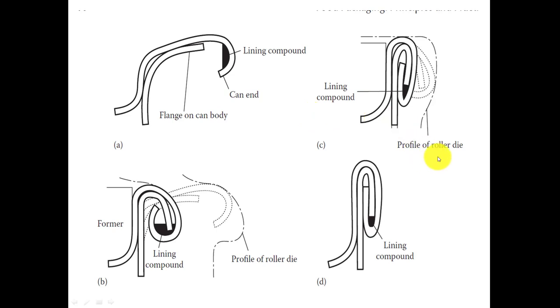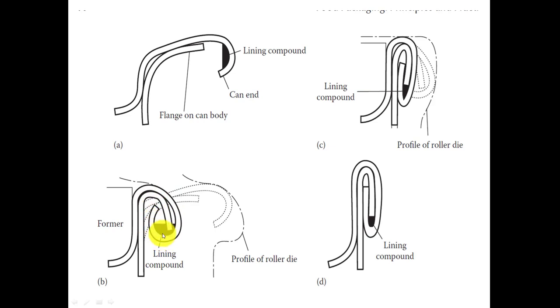So in the first roller die, A, B it is here. It is B. So in the first, the lining compound is here. So first, the roller will, you can say, turn it like this.